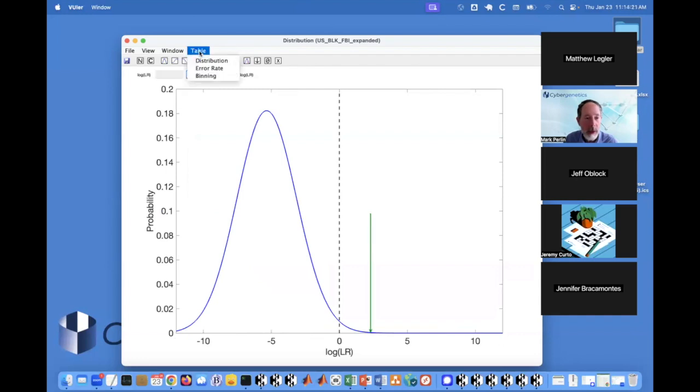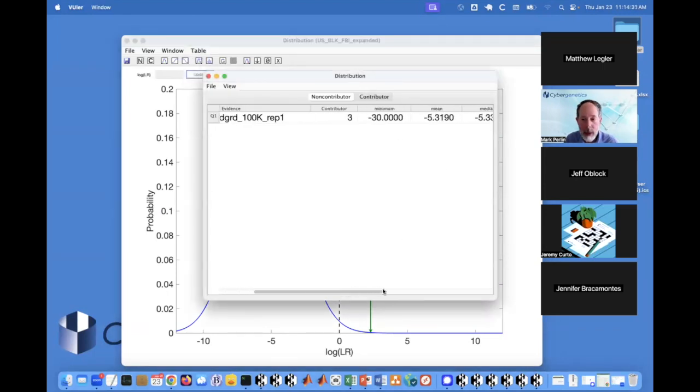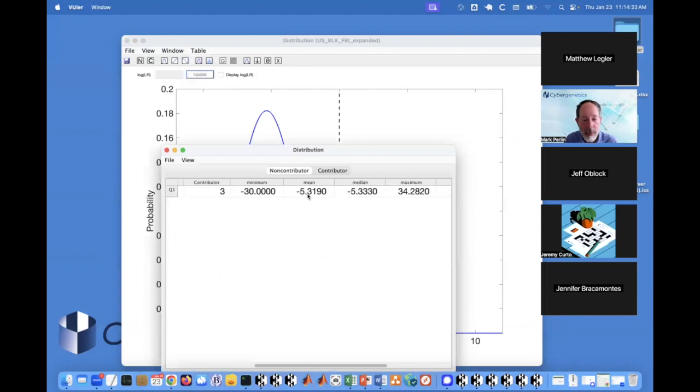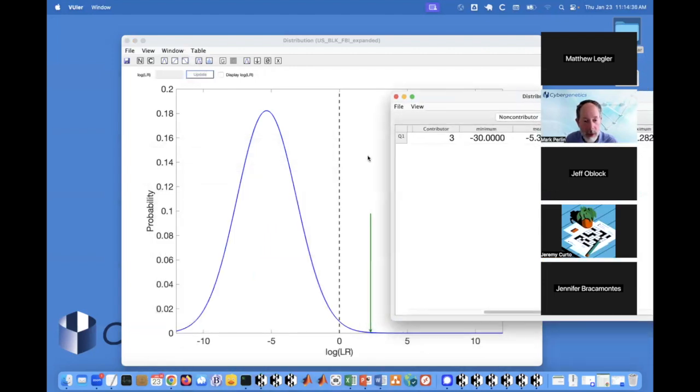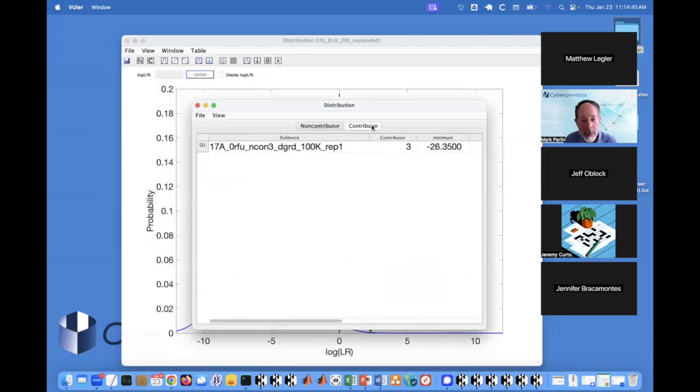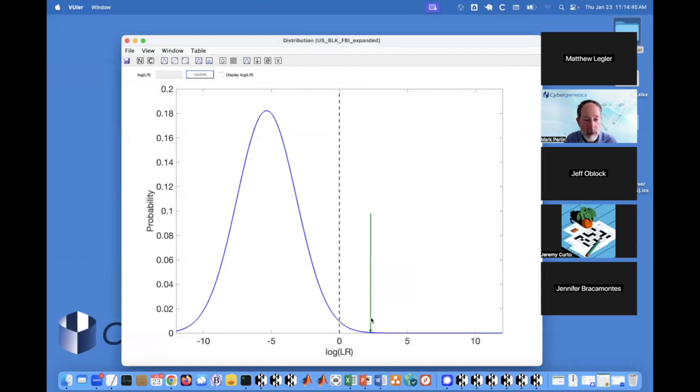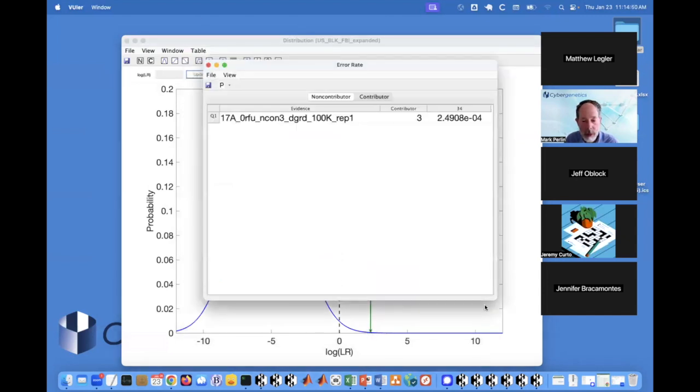That works. So in the table menu, we have distribution, error rate, and binning tables. Distribution will give us information like what is the mean of these curves. So here is -5. That's about the mean of this non-contributor curve. We can do these same statistics for the contributor curve. We can also answer that question of how much area is under there in the error rate table. So right here, and I'll change this to a 1 in value.